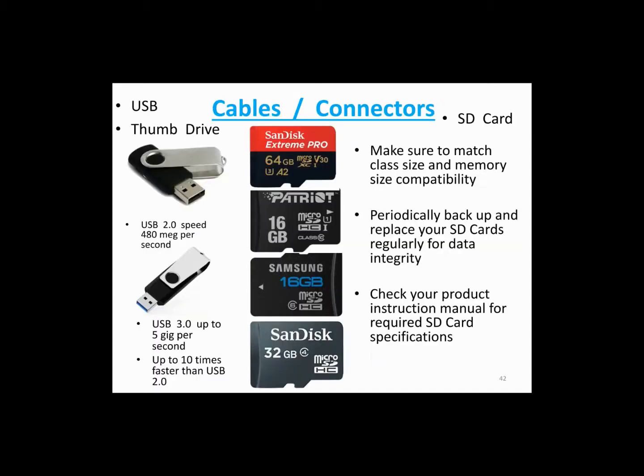To start off with, we're going to be covering USBs and memory cards, which are SD cards. There are two types of USBs. There's USB 2, which has a transfer rate, or read-write speed, of 480 megabits per second, and there's USB 3, which is up to 5 gigabits per second, which is actually about 10 times faster than USB 2. We also have SD cards or micro SD cards.